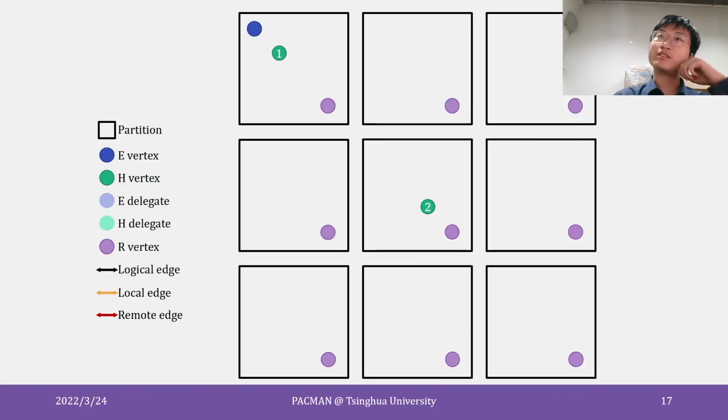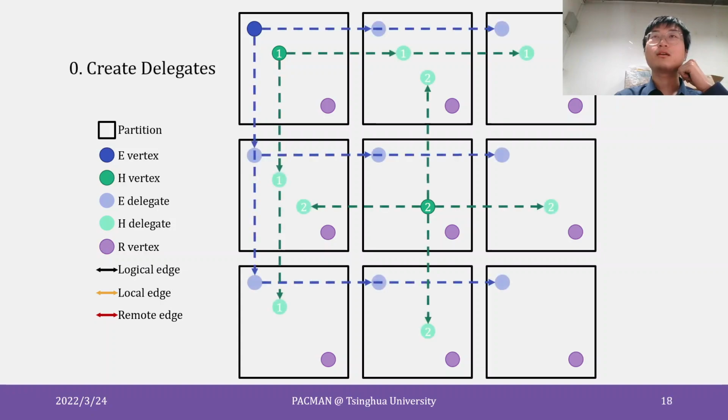As a visualization, here we have a 3x3 process mesh, 9 partitions in total. The blue vertex on the upper left is an E vertex. The green vertices marked with 1 and 2 are H vertices. The 9 purple vertices are different L vertices stored on different nodes. Before everything goes on, we first create delegates for the E and H vertices. E vertices are delegated on all partitions. H vertices, instead, are delegated only on the same column and row of the original owner. L vertices remain where they are.